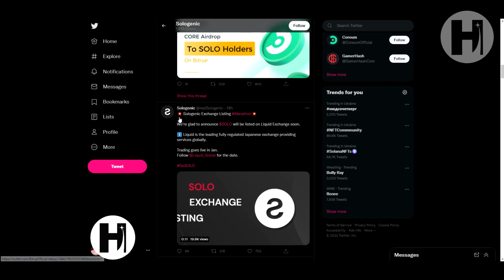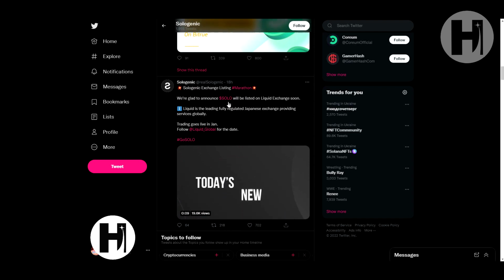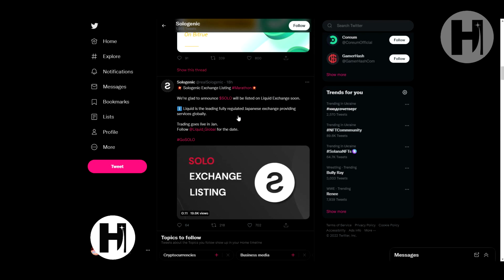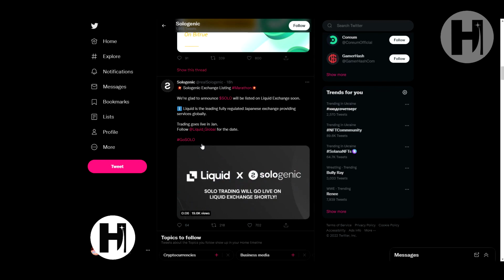through the year. Another Sologenic exchange listing. So we're glad to announce Solo will be listed on the Liquid exchange very soon. They still don't have a date for that. Liquid is the leading fully regulated Japanese exchange providing services globally. So as many exchanges as we can get is better, right?